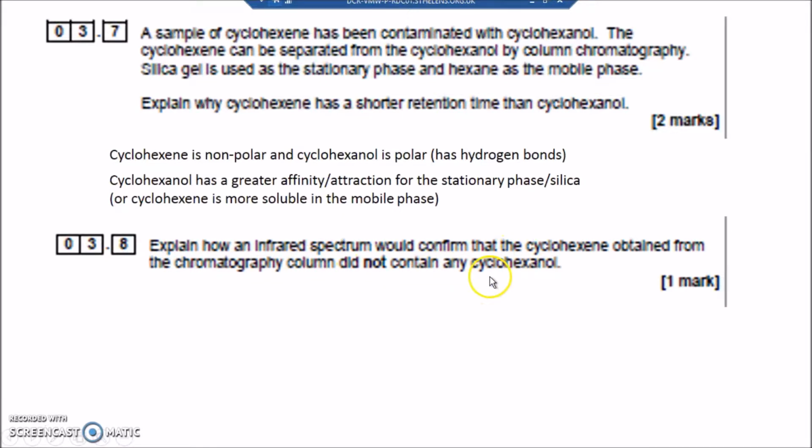Explain how an infrared spectrum would confirm that cyclohexene obtained from the chromatography column did not contain any cyclohexanol. Then you've got to look in your data book, and you'll find there's no peak at 3230 to 3550, which would indicate the presence of an OH bond or an alcohol.